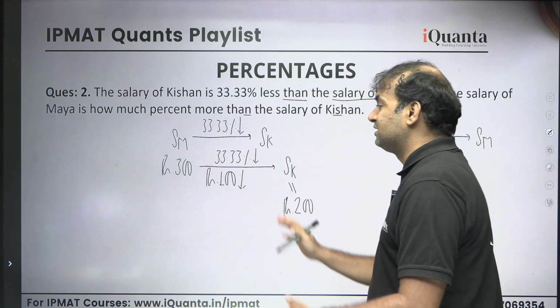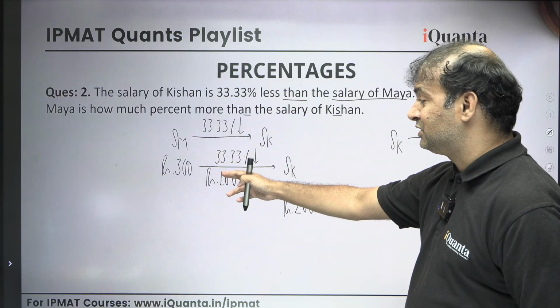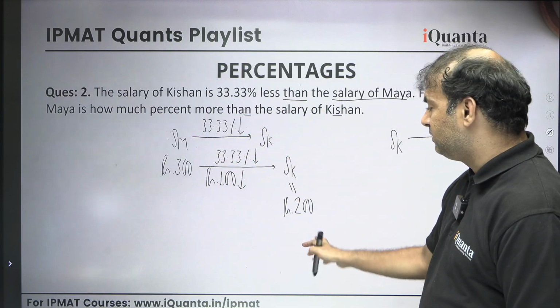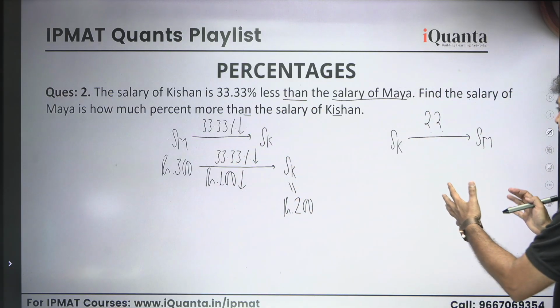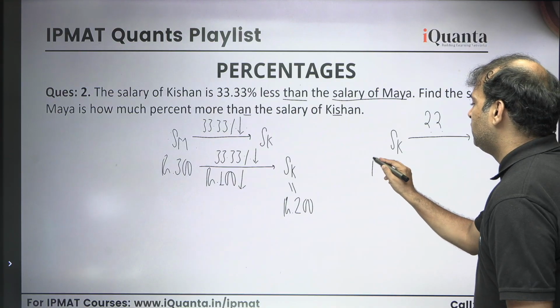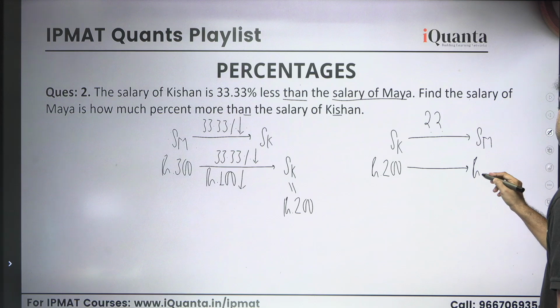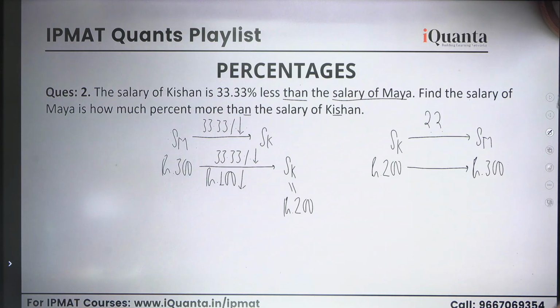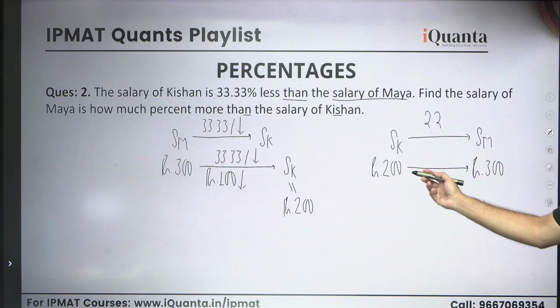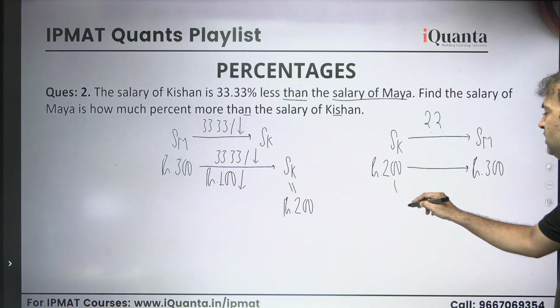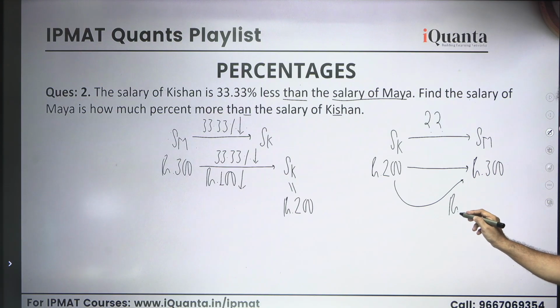So guys, with this assumption, when the salary of Maya is 300, the salary of Kishan is coming to 200. Now let's put these values over here. Salary of Kishan now is 200 and the salary of Maya is 300. So let's see what the percentage change should be. Very simple. You see that it's an increment, and the increment is how much? Increment is rupees 100, right?